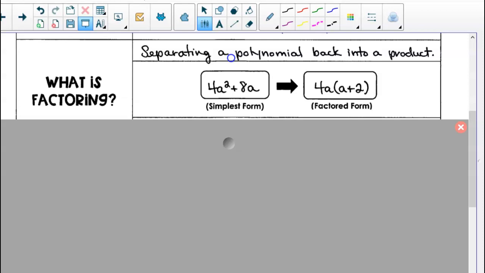In the last unit, we did a lot of multiplying monomials to polynomials and binomials to other binomials and polynomials to polynomials, where we multiply them to get it into its simplest form, into one polynomial. Factoring does the opposite of that. We are now taking that simplest form and going back to that factored form. And I'm going to explain here in a second how we do that.